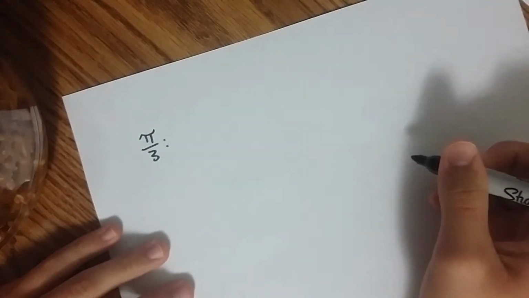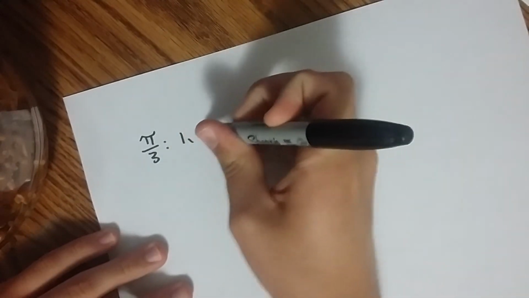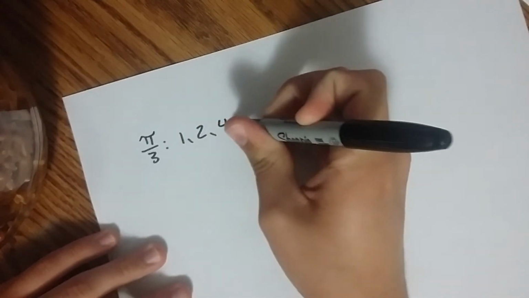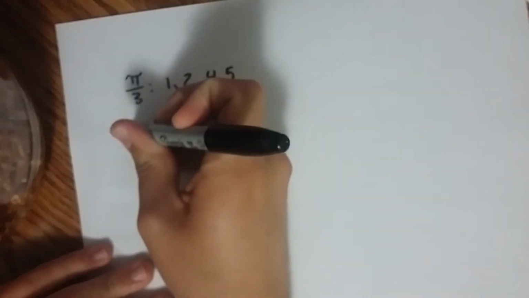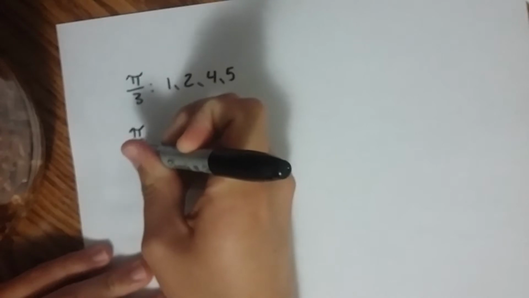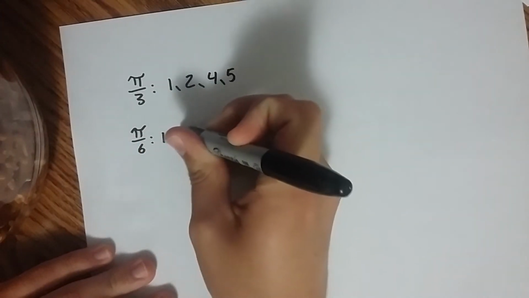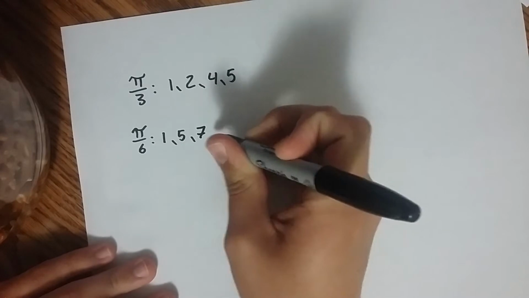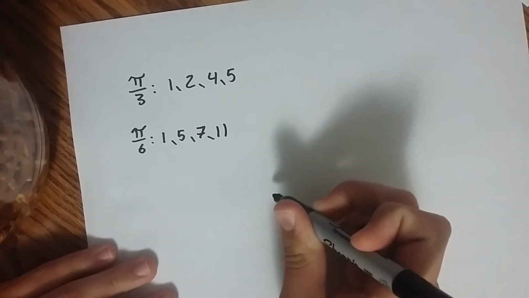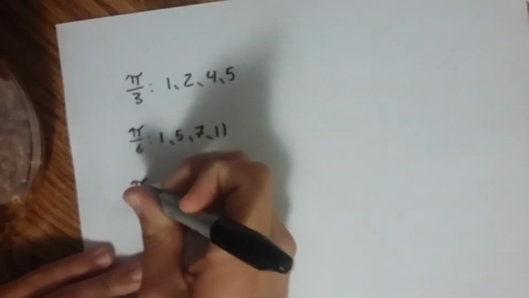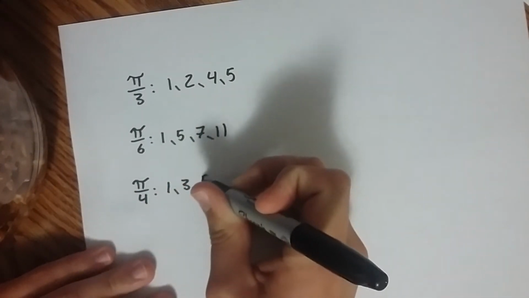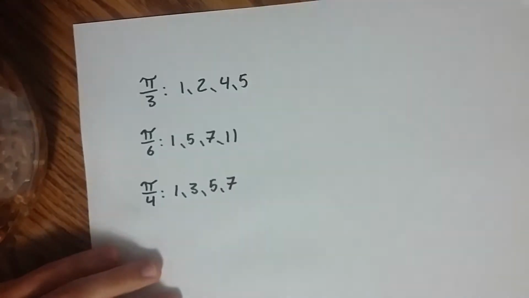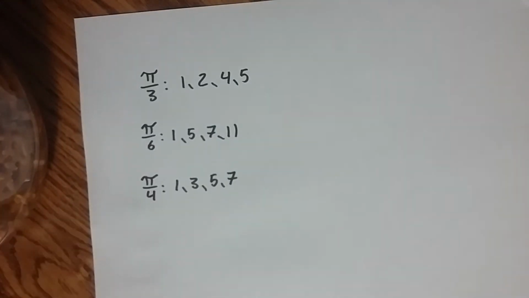Whenever I'm dealing with pi over 3, I remember 1, 2, 4, and 5. Whenever I'm dealing with pi over 6, I remember 1, 5, 7, 11. And whenever I'm dealing with pi over 4, I remember 1, 3, 5, 7. And these aren't completely random. There's an easy way to remember them.